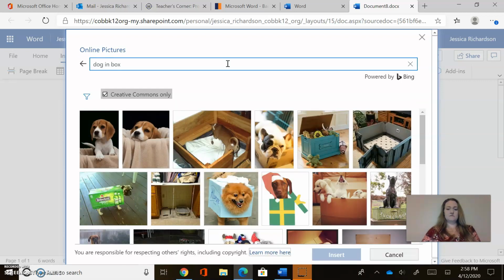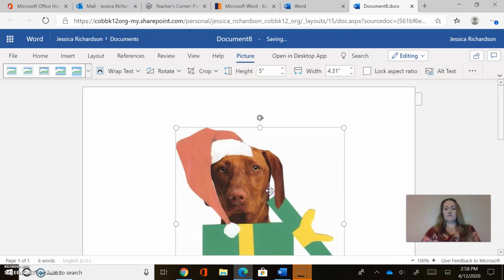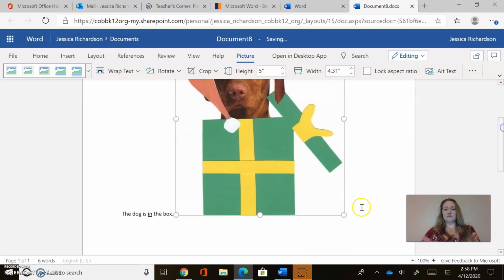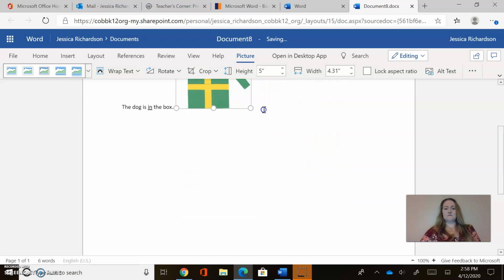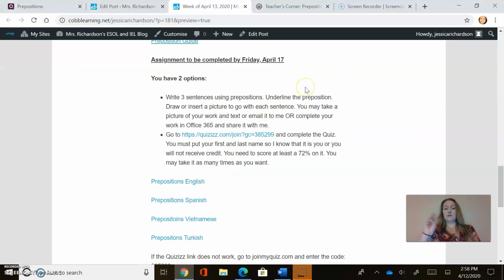Oh, okay. I like this one. Okay, that picture's big, so I'm going to make it smaller. Okay, there we go. And so that's one way you can do it. Okay, but I would need 3.